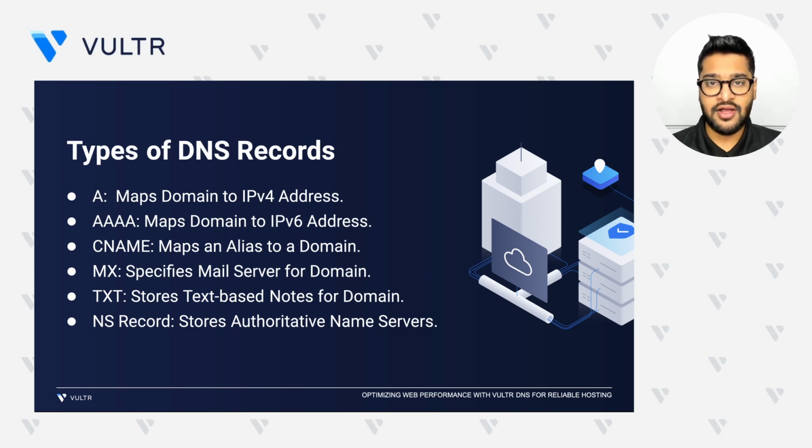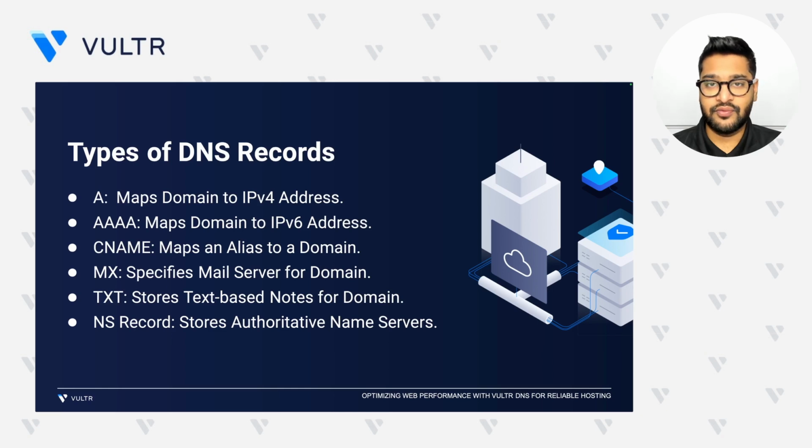These records define how different types of DNS queries are handled, and each one serves a specific purpose. Firstly, we have A records. An A record maps a domain name to an IPv4 address. This is the most common DNS record you will encounter, and it essentially tells the world where your website is hosted. For example, when you type in example.com, the A record points to the IP address of the server hosting that website.